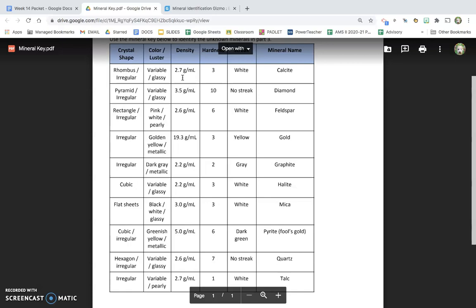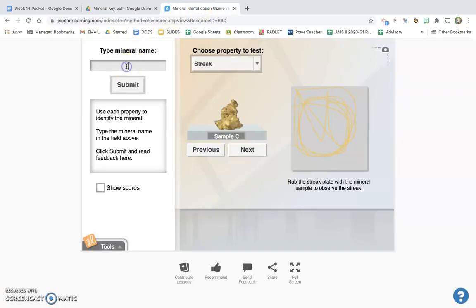So which mineral is it? So you should have gotten gold. Let's see if that's right. Yep. And now we're going to do one last one.